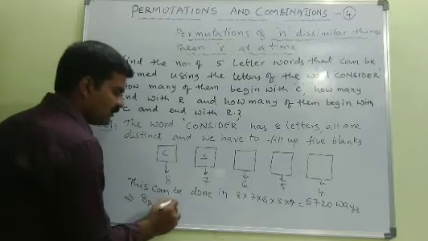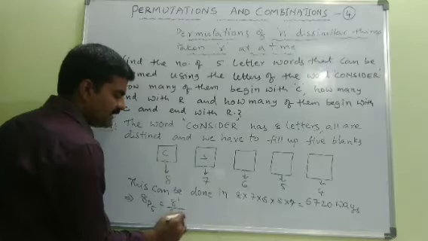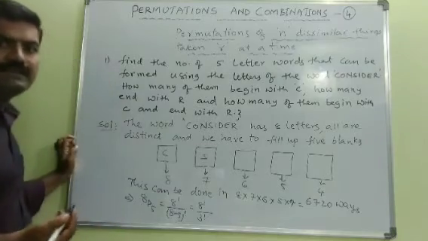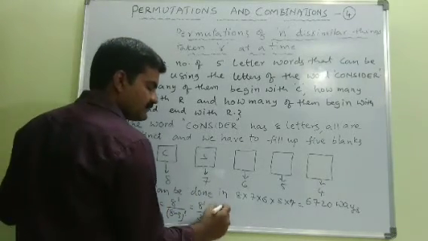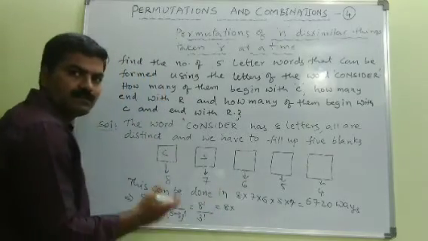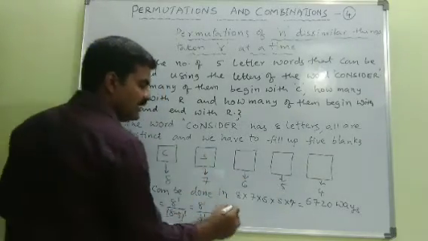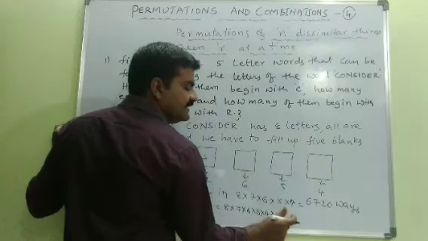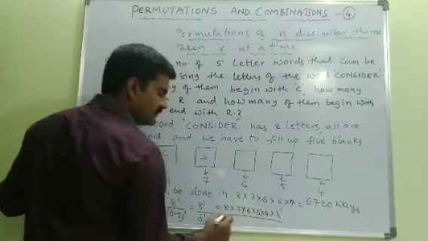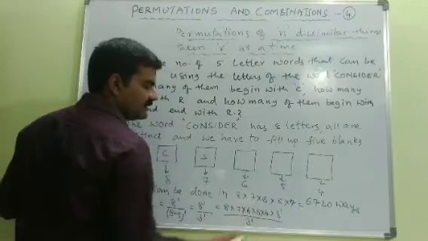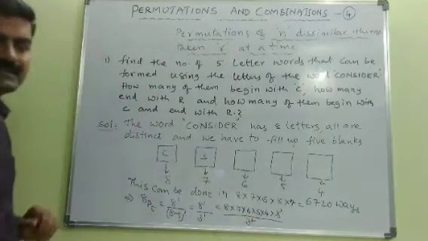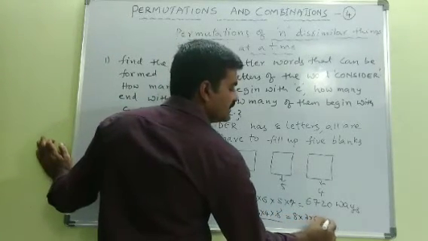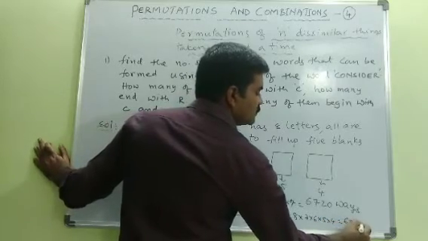How can we write it now? 8 factorial by (8 minus 5) factorial, that is 8 factorial by 3 factorial. 8 factorial means 8 into 7 into 6 into 5 into 4 into 3 into 2 into 1, which I can write as 8 into 7 into 6 into 5 into 4 into 3 factorial. The denominator is already 3 factorial, so 3 factorial is cancelled. So we get 8 into 7 into 6 into 5 into 4, that is 6720 ways.